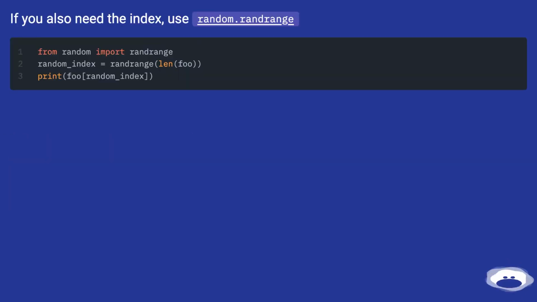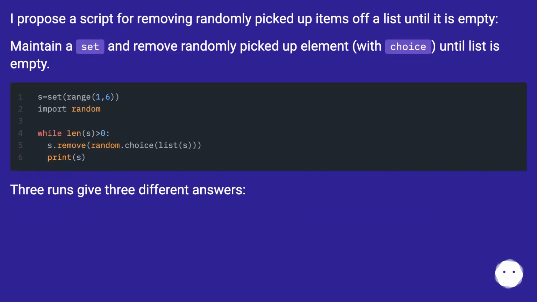If you also need the index, use random.randrange. I proposed a script for removing randomly picked up items off a list until it is empty. Maintain a set and remove randomly picked up element with choice until list is empty. 3 runs give 3 different answers.